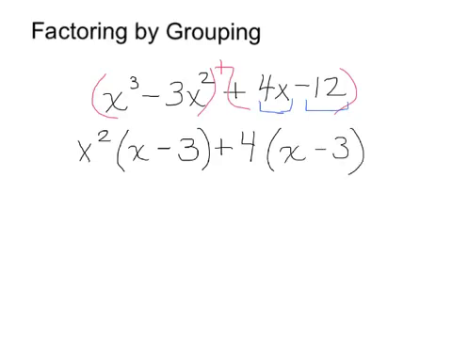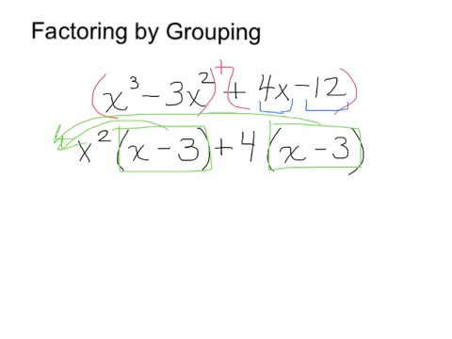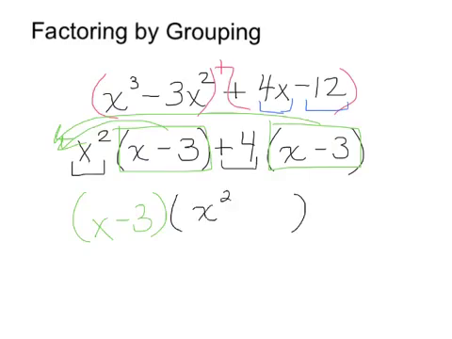Now this might look a little more complicated, but I can notice that here I have an x minus 3 and I have an x minus 3. So I have x squared times x minus 3, plus 4 times x minus 3. Just like up here, where 4x and 12 have a 4 in common to pull in front, in this case I have both x squared and 4 being multiplied by this x minus 3. So I'm going to do the reverse of the distributive property. I'm going to pull these out front, and then multiply that by what I have left, in this case x squared plus 4. And this here is considered my factored form.